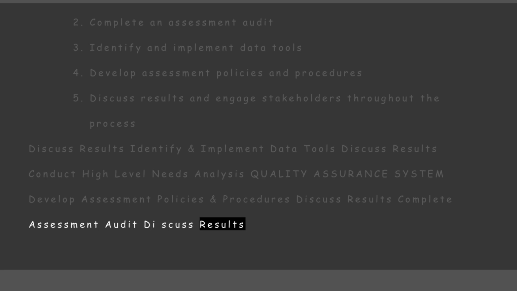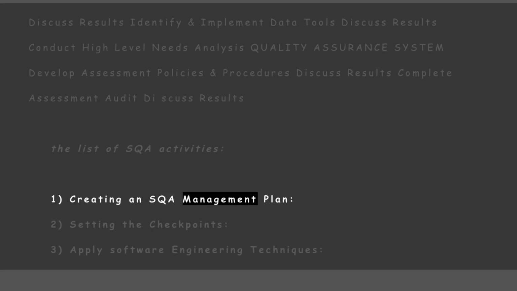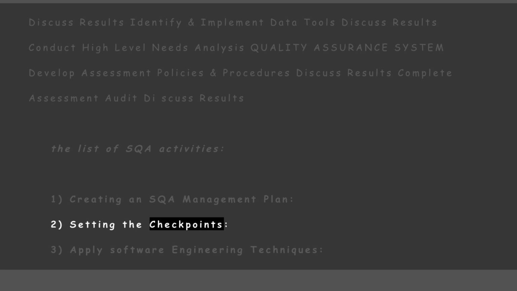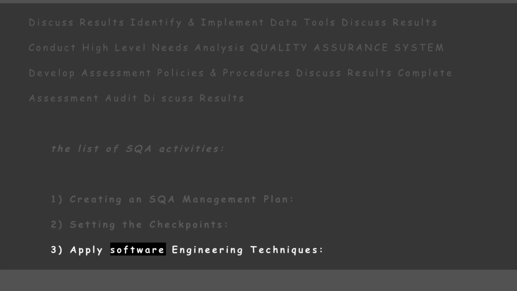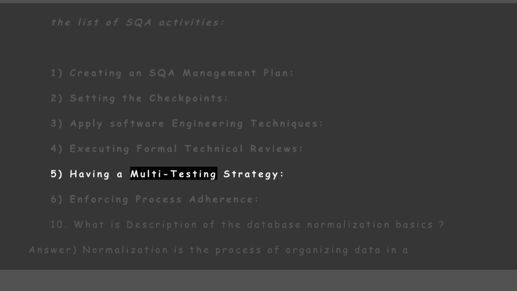The list of SQA activities. 1. Creating an SQA management plan. 2. Setting the checkpoints. 3. Apply software engineering techniques. 4. Executing formal technical reviews. 5. Having a multi-testing strategy.